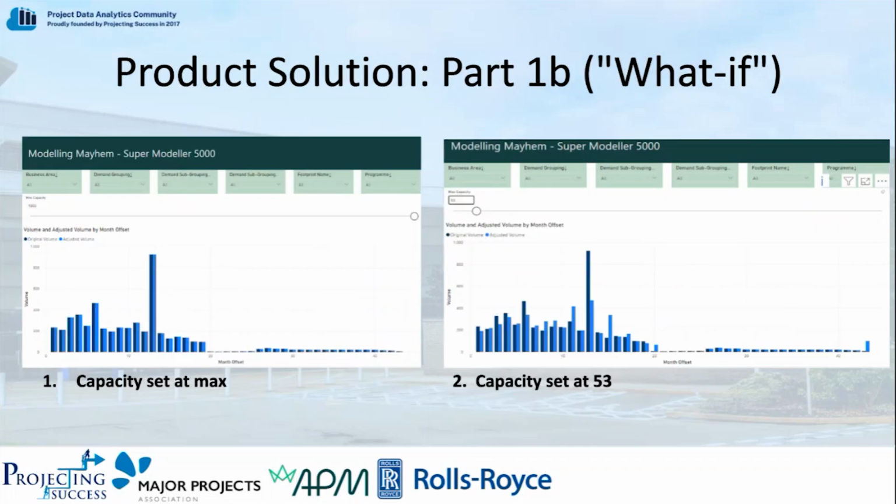The second slide, so part 1B, is the what-if scenarios. On the left hand side, you'll see the current plan again, and you'll see the original volume and the adjusted volume. We set the capacity to maximum, so essentially it's running an unconstrained plan, saying we can meet all of the demand, and then we are restraining the capacity on the right hand visual, so we've set the volume to 53, and that's showing the impact on the plan. You can see the light blue bars have now shrunk, and that's because the demand has had to be spread over multiple months because of the capacity constraint that we've set.